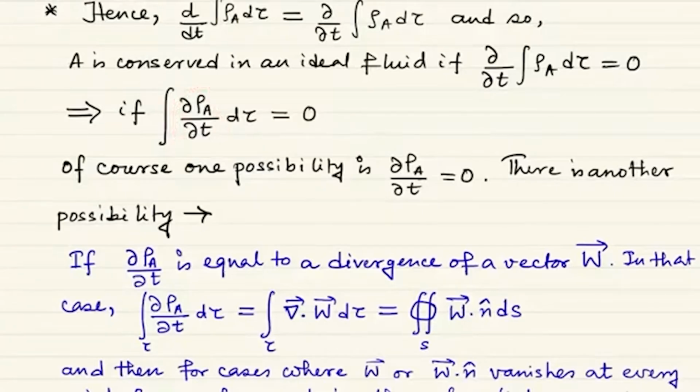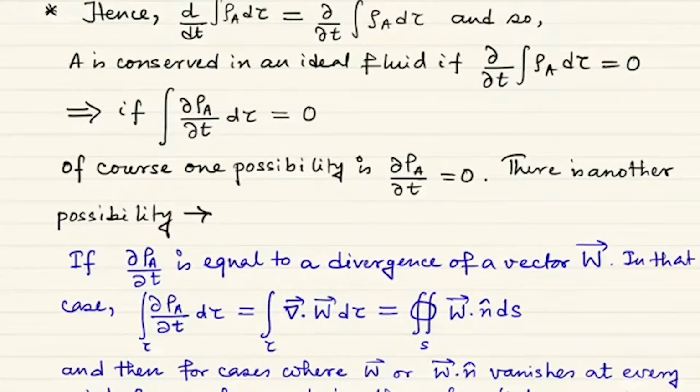That is true. So it simply says that if some quantity's density, some extensive variable's density, is explicitly time independent, then for that quantity we can say that this is the corresponding conserved quantity. So if the density is explicitly time independent, then the corresponding quantity, which is nothing but the integration of that density over dτ, is a constant of motion. Okay, there is another possibility. That possibility is a bit more interesting.